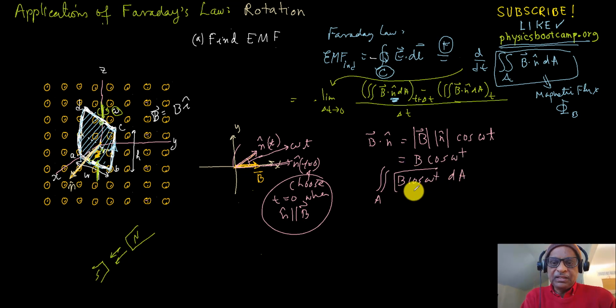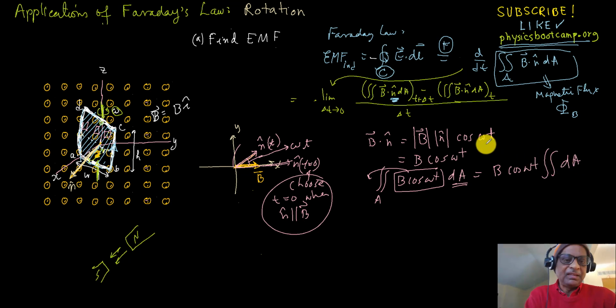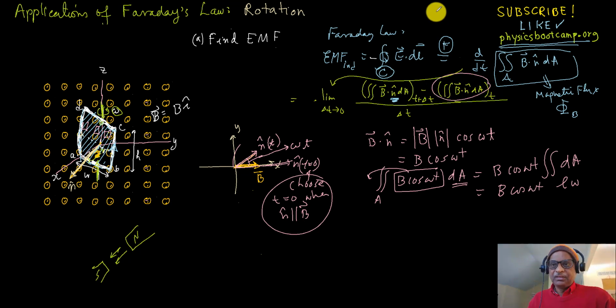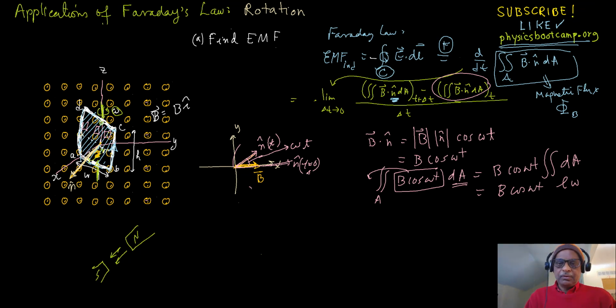Now this whole thing is independent of the area element. It's the same for that element, same for that element, same for this. So this comes out, and this is just B cosine omega t dA, and this is just the area of the loop, which is B cosine omega t times length times width, the area of this rectangle. And so that's the answer for this part. Okay, let me pause. Okay, so we got that.